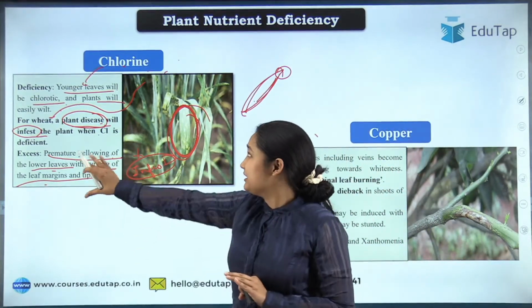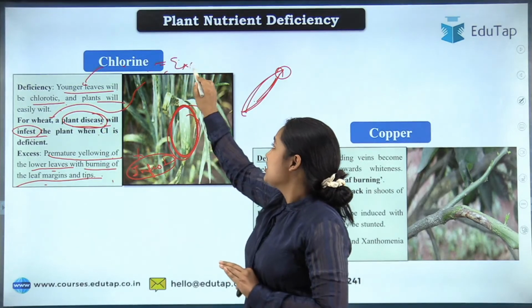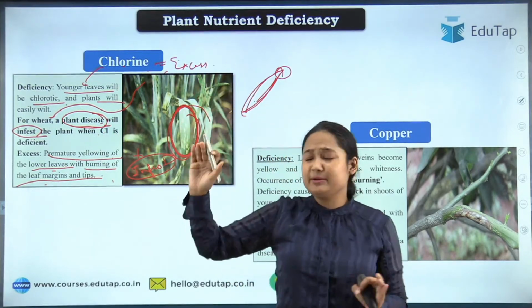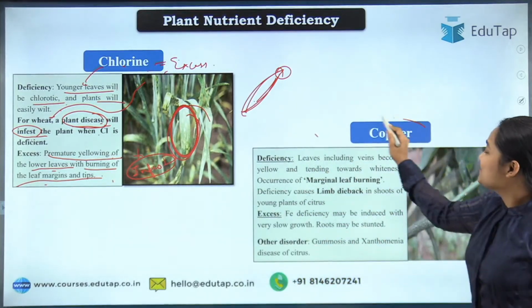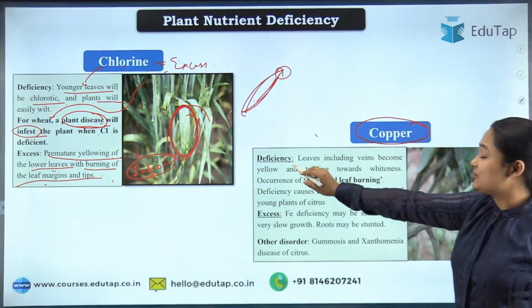That is the case when we are talking about an excess of any kind of fertilizer or nutrient; mostly a burning kind of thing will happen. Okay, now let's move to the copper. So what will happen in case of copper?